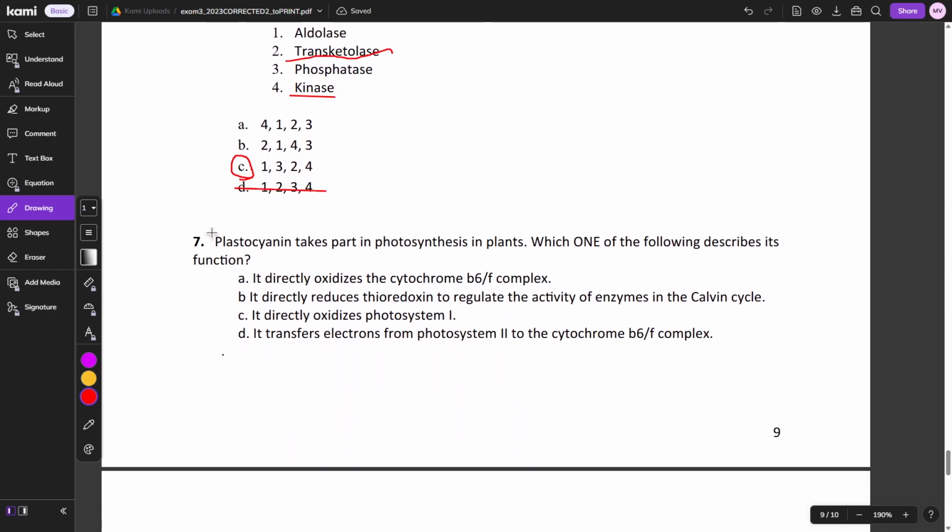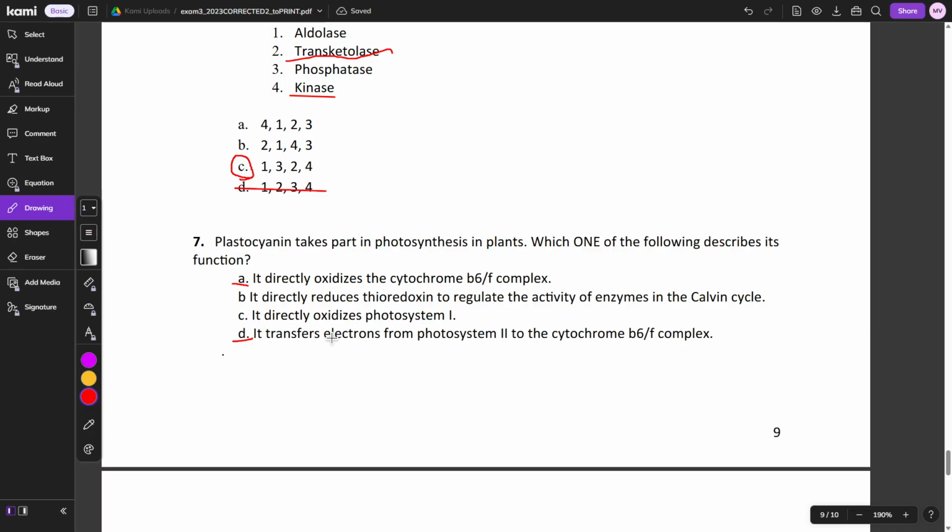And this is the last one. Plastocyanin takes part in photosynthesis in plants. Which of the following describes its function? Which one are we thinking here? Okay, so you put anybody else? Anybody else have any answers? So we have D as an option. A, okay. Anybody else got any options? Okay, so DNA. Okay. So let's go over that.